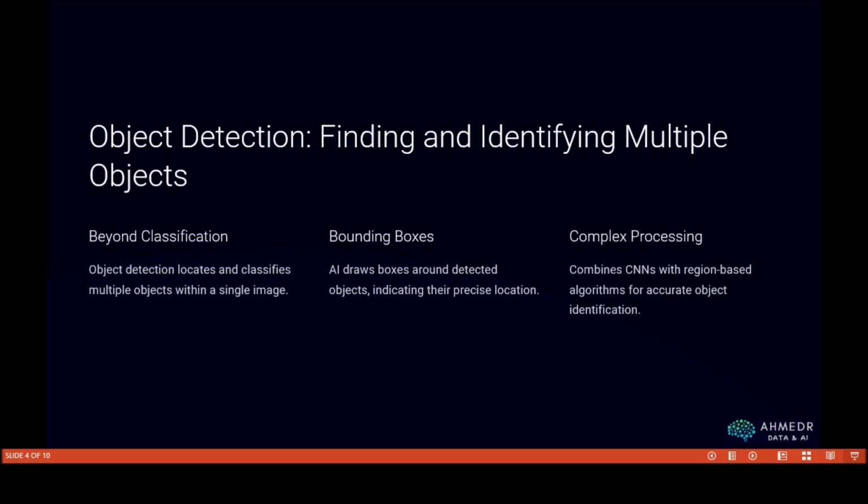But how does object detection work? To achieve object detection, AI uses a combination of CNNs and region-based algorithms. These models scan an image to identify multiple objects and their locations by drawing bounding boxes around them. Object detection models are trained on vast datasets to recognize objects like people, vehicles, animals, and many more different objects.